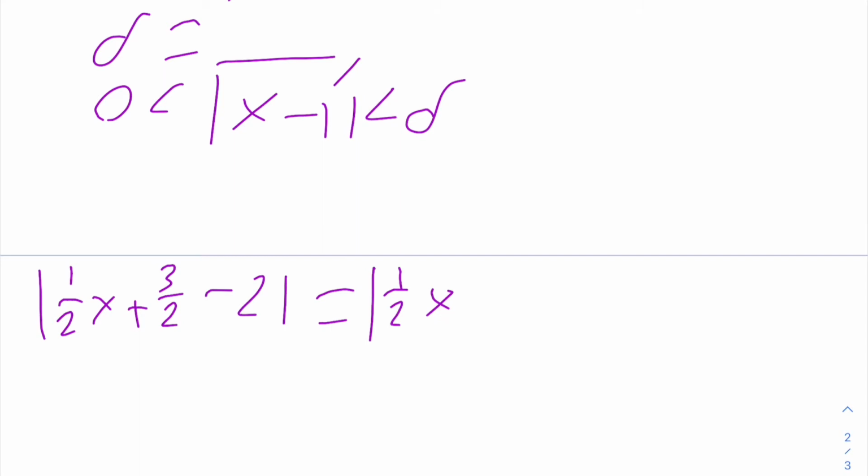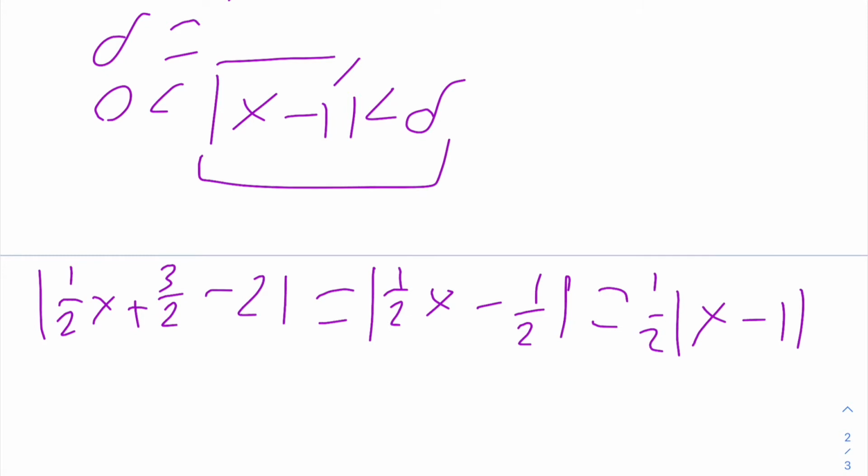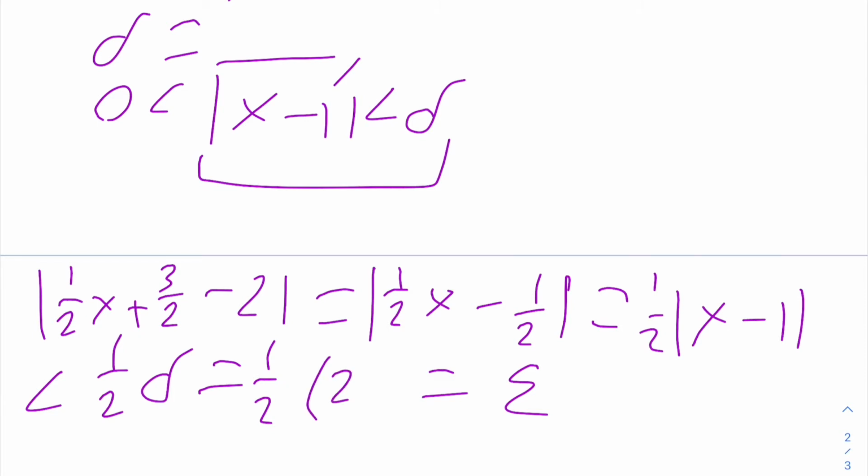That'd be 1 half x minus 1 half, and then we can take out a half, so x minus 1. We see x minus 1 here, so then we can do a replacement, so 1 half delta. And here's another cool thing. We could directly go to the step where we find a correct value for delta such that 1 half times that is equal to epsilon. So we could do delta equals 2 epsilon.